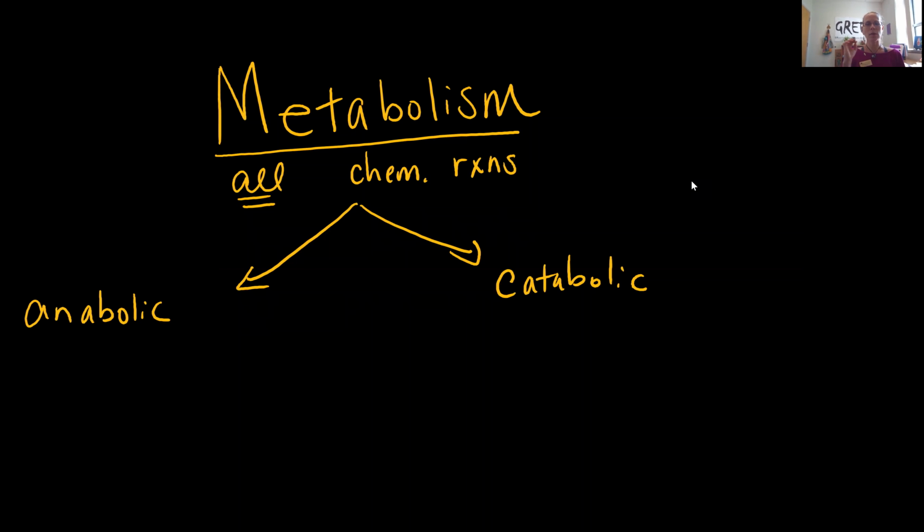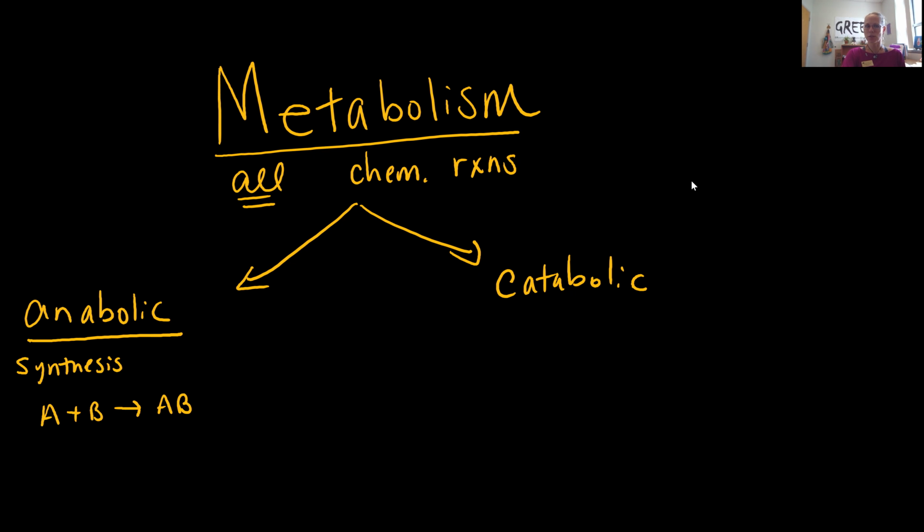If we talk about metabolism as this term for all chemical reactions happening inside of the cell, we can then further characterize those chemical reactions based on whether they're anabolic or catabolic. Anabolic reactions are synthesis reactions. So this is where you're making something new. Here you're taking molecule A plus molecule B, and you're adding that together to make a new molecule AB.